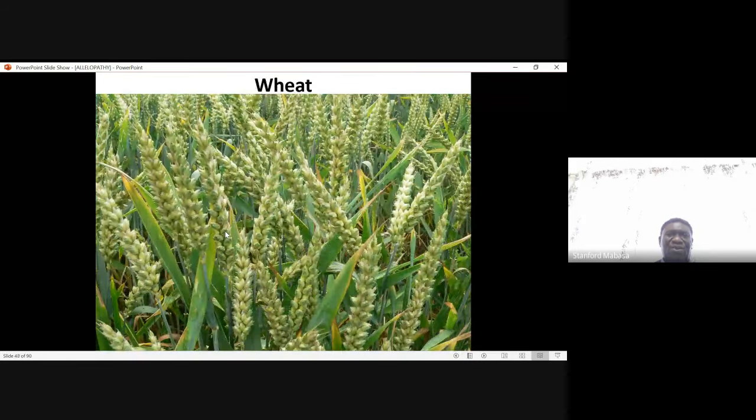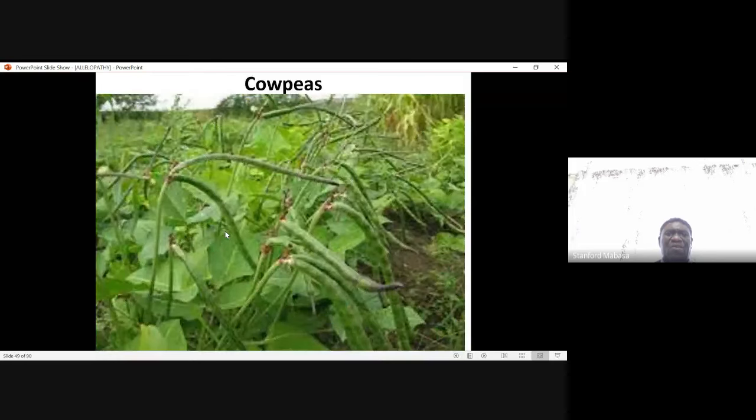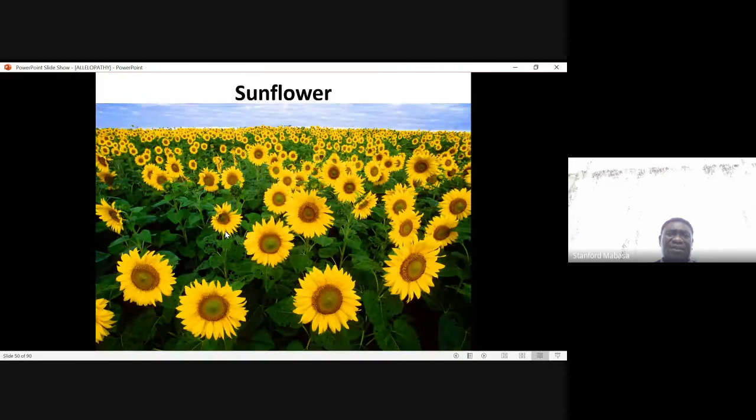Wheat can also produce allelochemicals, telluric acid, which can suppress weeds. Cowpeas are also reported to suppress weeds via production of allelochemicals. So these crops, we could fit them in crop rotations. Sunflower is also a potential crop to use to suppress weeds.